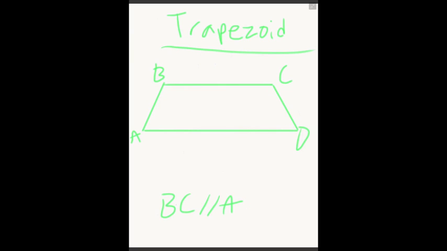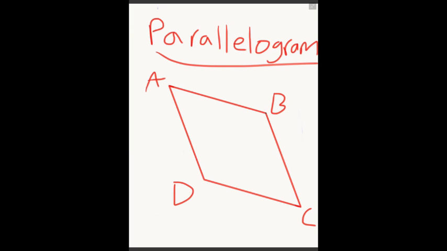On the other hand, when you just want to prove that a quadrilateral is a regular trapezoid, the only way to do this is really using the definition, which is saying that there's one pair of parallel sides. Next up is the parallelogram. A parallelogram is a quadrilateral where both pairs of opposite sides are parallel and congruent. So here, AD and BC are both parallel and congruent, and AB and DC are parallel and congruent as well.